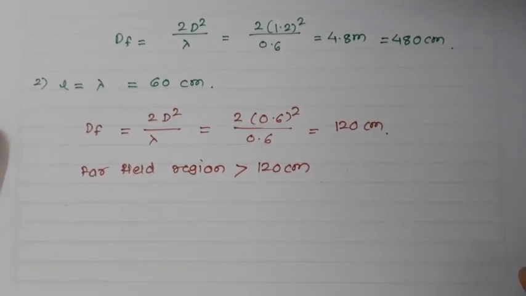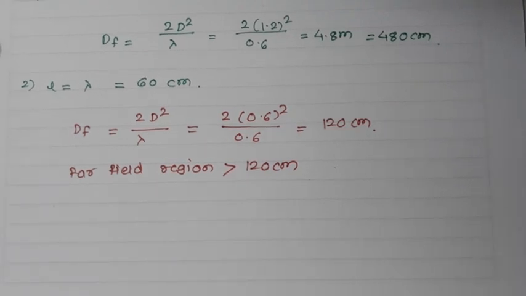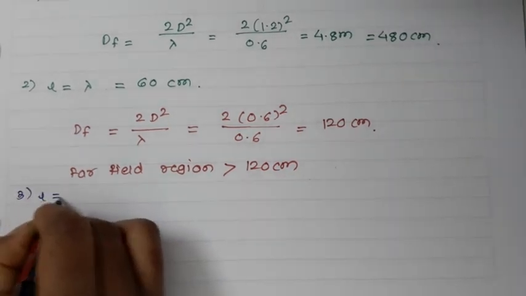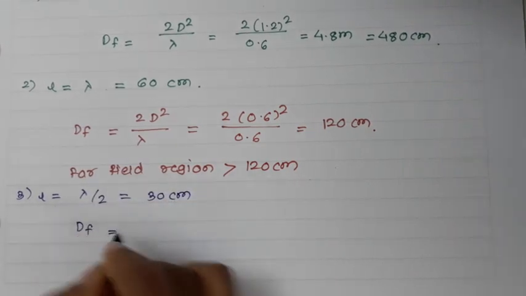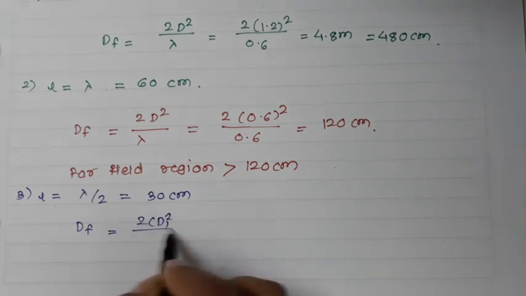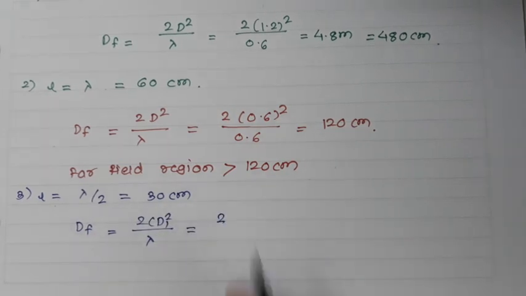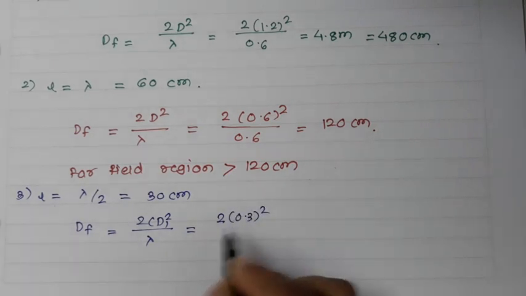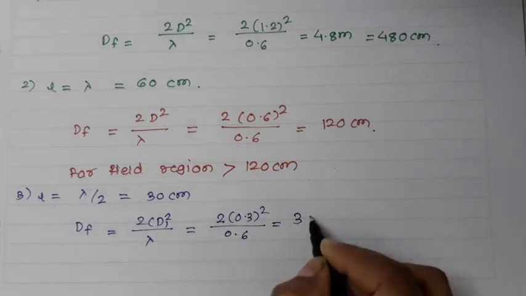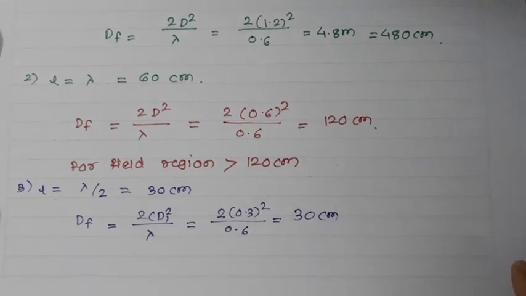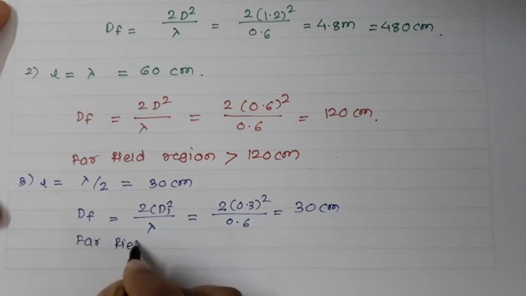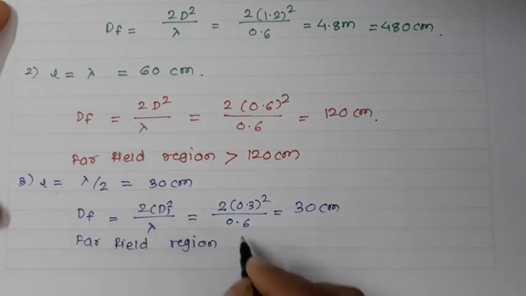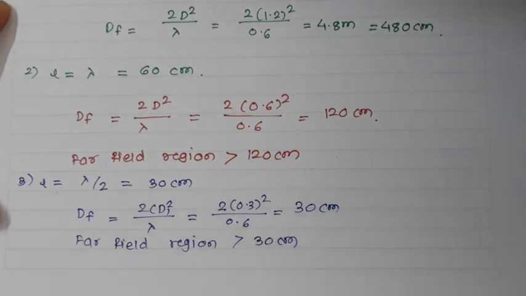Now let us do it for lambda by 2 and lambda by 4 also. So the far field region for the length lambda by 2, which is 30 centimeters. So df is equal to 2d square by lambda. So 2 into 0.3 square divided by 0.6, which comes to 30 centimeters. So the far field region must be greater than 30 centimeters. You should place your antenna more than 30 centimeters away.